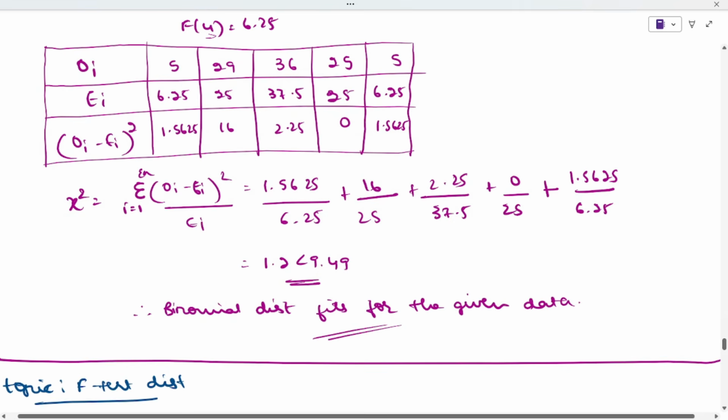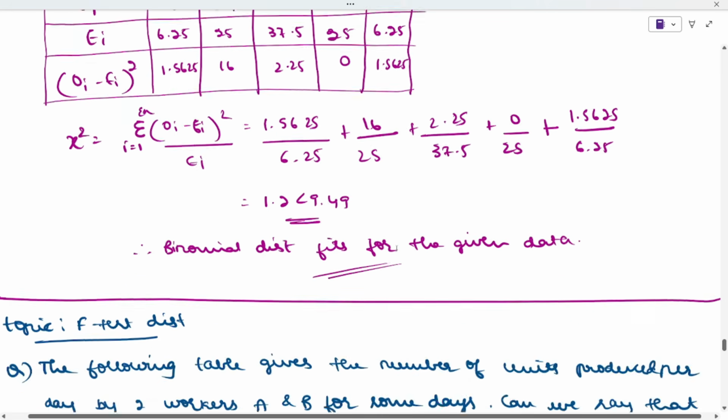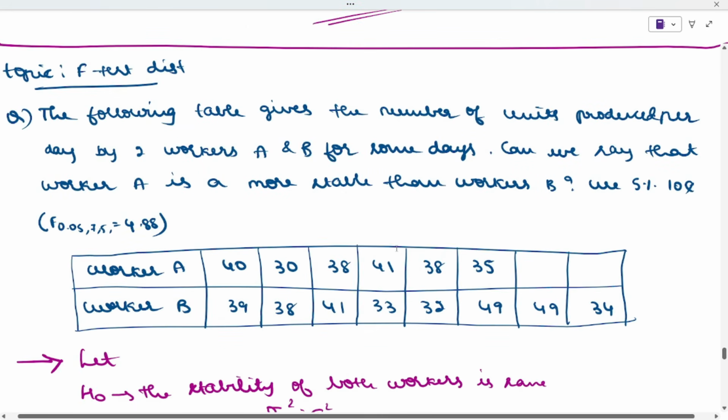Again, what you need to do, observed value, expected, and you will subtract that and do the square. You will substitute here and you will get the value 1.2, that is lesser. So it will be fitting. Binomial distribution fit. Okay, next is the last topic in this module, about the F-test distribution.